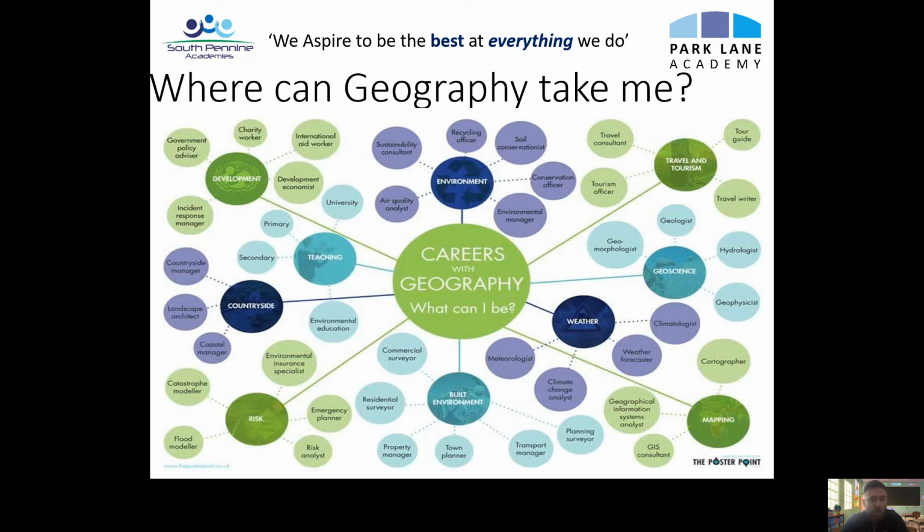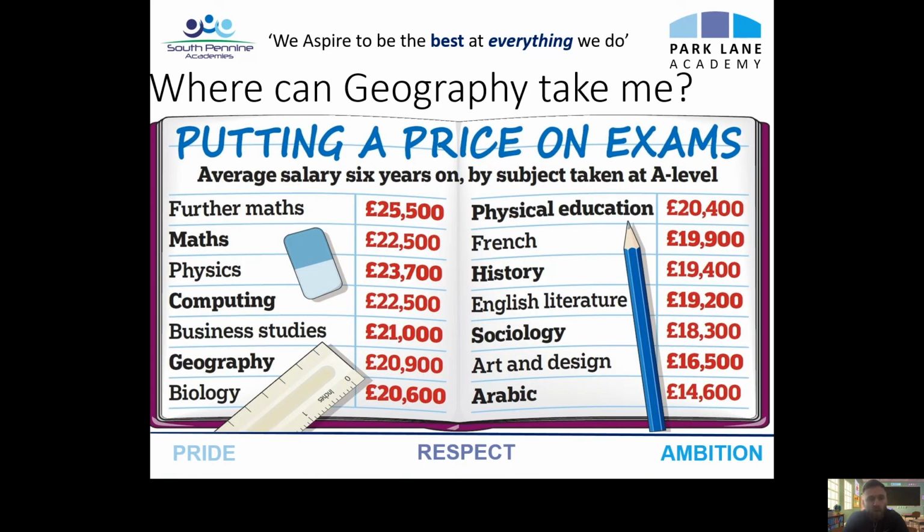Now, I'm sure you're all wanting to know the next one: where can geography take you in terms of a salary? Based on the last 6 years, when you take geography at A level, that's what you may expect to get in terms of a salary. You've got your core subjects, maths and science, and then just below that, you've got geography, with an average salary of around £20,000. That's what you all want to know, isn't it? What money can I get from it? So I thought I'd show you.